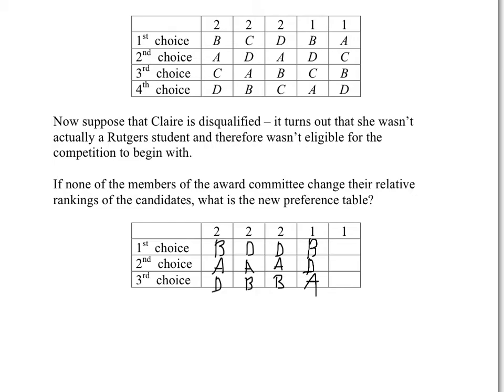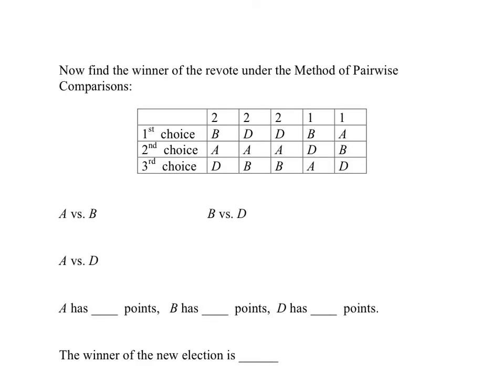We are not eliminating a candidate for some particular reason, like having the fewest first-place votes. We are instead playing out a scenario in which a certain candidate is disqualified for some other reason. We're seeing what the preference table now turns into as a result. And there it is. We now have the preference table of election number 2, the revote, which results from Claire's disqualification. So we go on to find the winner of the revote under the method of pairwise comparisons.